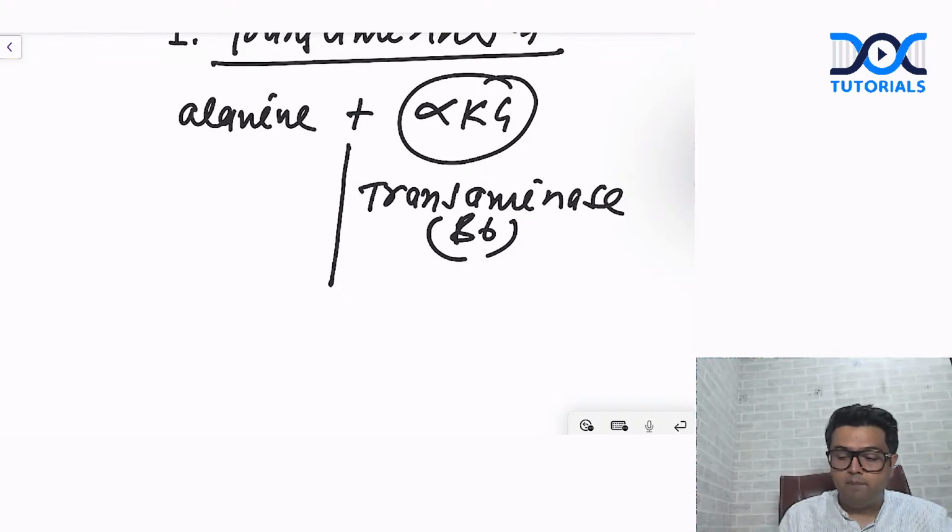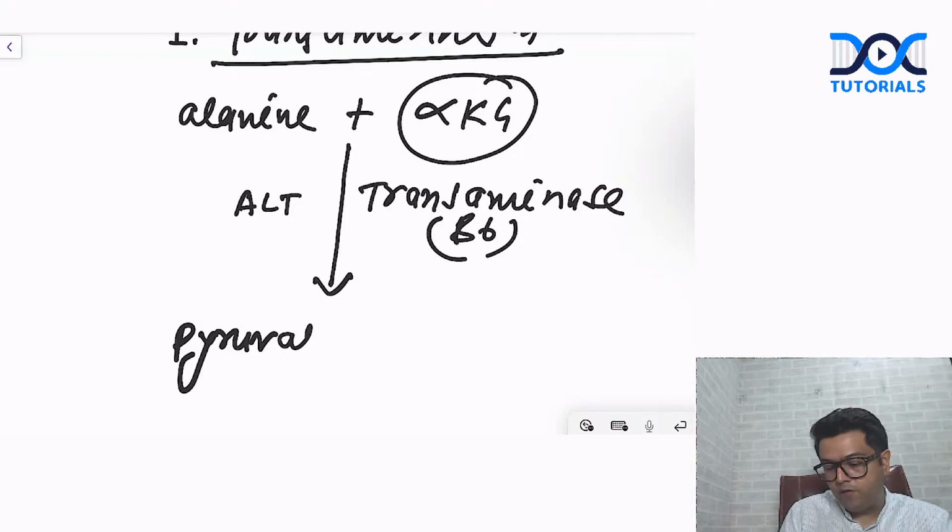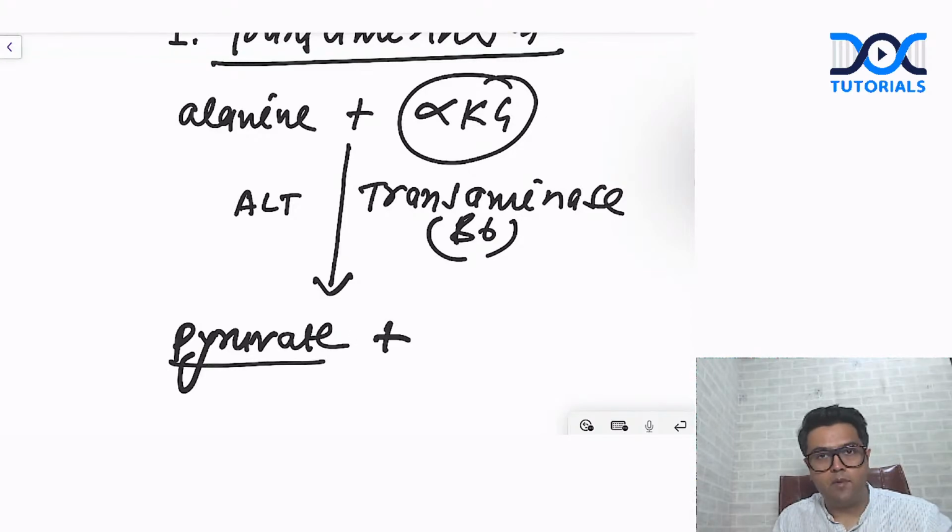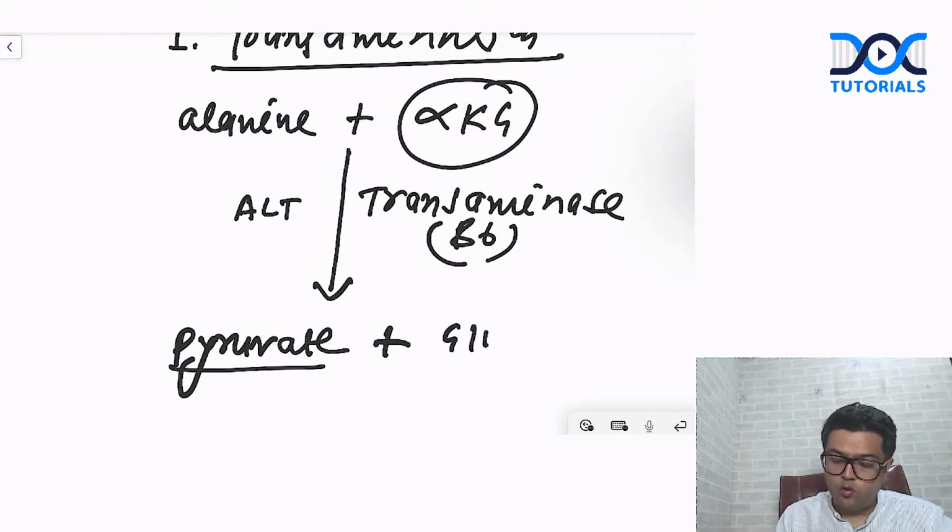So transaminases are B6 dependent. For example, I will call this ALT. And what I'll be getting, because I have removed nitrogen from alanine, is pyruvate. So guys, this pyruvate is all the carbons, no nitrogen. So from the alanine, I made pyruvate. And now I can use this pyruvate as a source of energy. So I will not waste the carbons, only the nitrogen I cannot store, so that we have to remove. And what I get is, guys, glutamate.